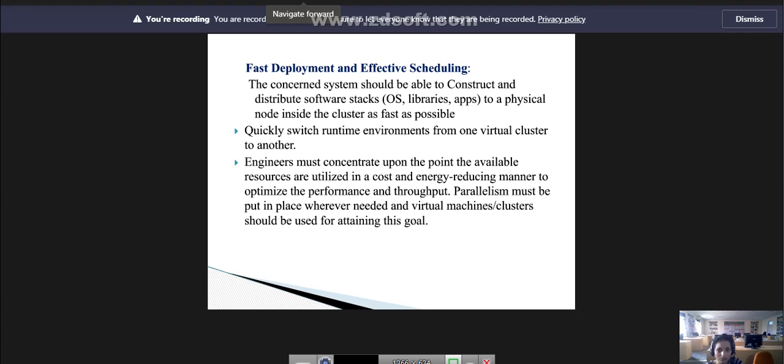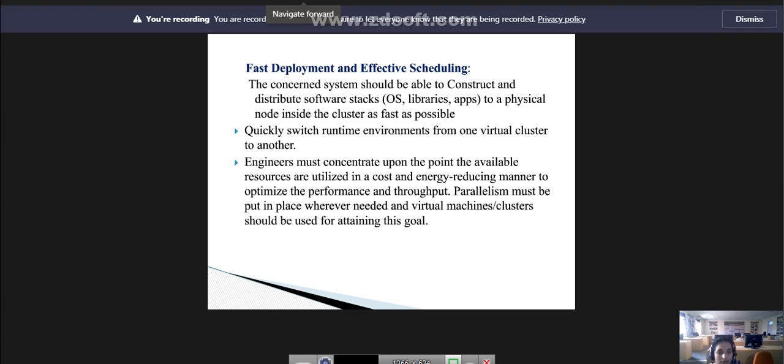Okay, next: fast deployment and effective scheduling. So, what is meant by fast deployment and effective scheduling? Deployment means two things: to construct and distribute the software stacks, that is operating system, libraries, applications, to a physical node inside the cluster as fast as possible, and quickly switch runtime environment from one user's virtual cluster to another user's virtual cluster.